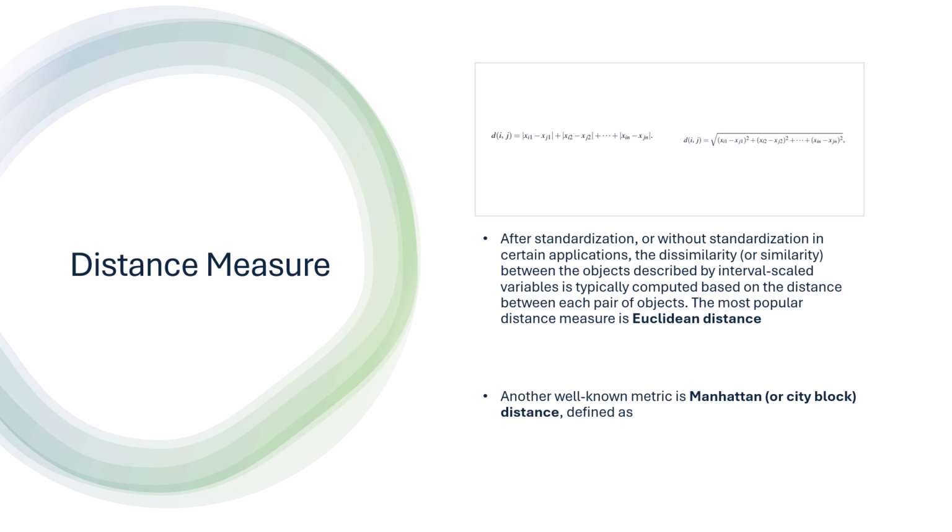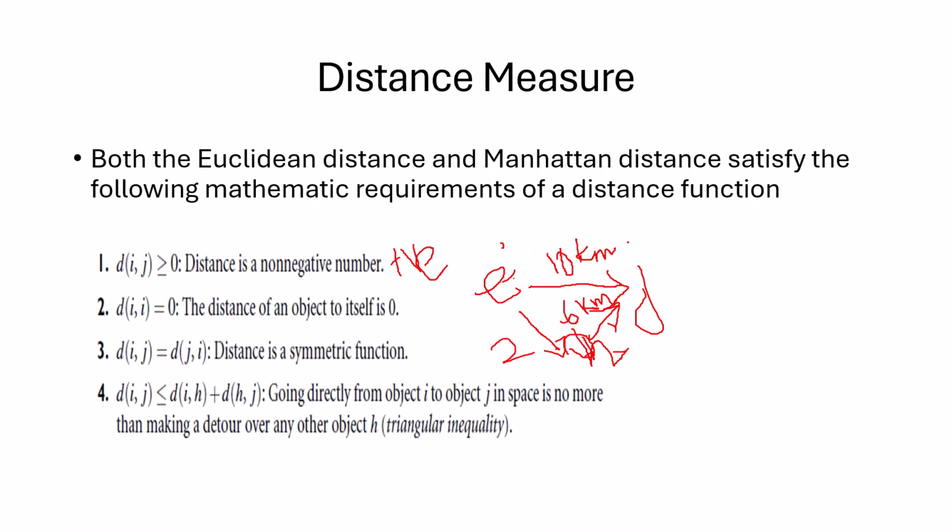Standardization. In certain applications, the dissimilarity between objects described by interval scaled variables is typically computed based on the distance between each pair of objects. The most popular distance measure is Euclidean distance. Another well-known metric is Manhattan distance. Euclidean distance and Manhattan distance satisfy the following mathematical requirements of a distance function.